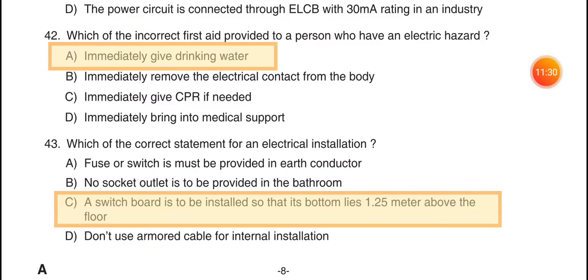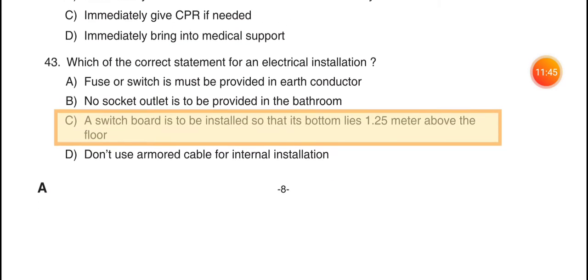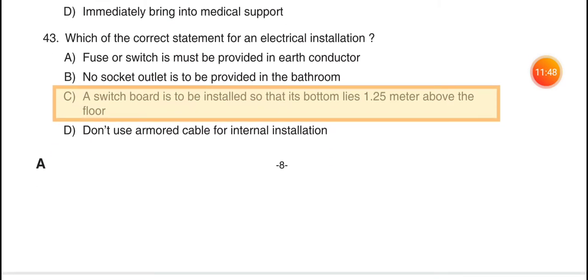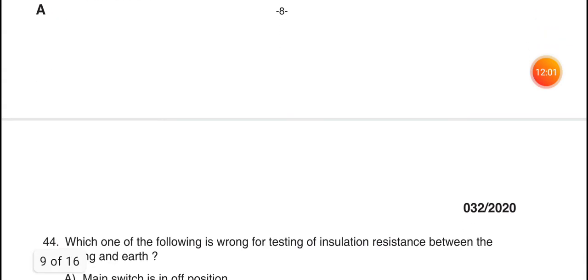42. Which of the incorrect first aid provided to a person who have an electric hazard? Answer is option A, immediately give drinking water. 43. Which of the correct statement for an electrical installation? Answer is option C, a switchboard is to be installed so that its bottom lies 1.25 meter above the floor.